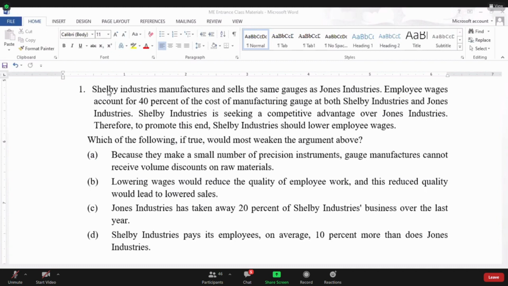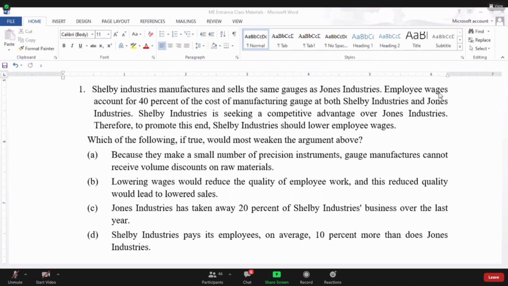Here, Selva Industries manufactures and sells the same gadgets as Jones Industries. Try to understand this sentence. So there are two industries. One is Selva Industries, another Jones Industries. And both the industries have the same product. They manufacture the same product, and they also sell the same product. This is the meaning of the first sentence.